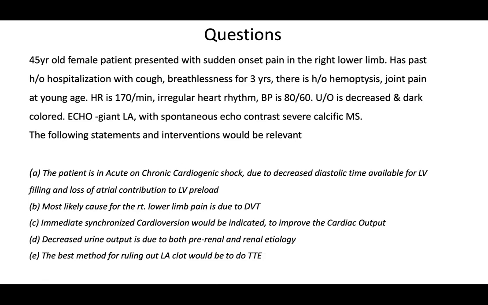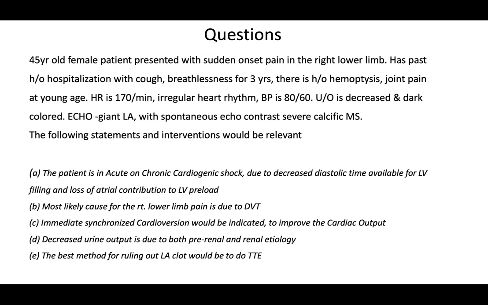The patient is in acute and chronic cardiogenic shock due to decreased diastolic time available for LV filling and loss of atrial contribution to LV preload. The most likely cause of the right lower limb pain is DVT. Immediate synchronized cardioversion would be indicated to improve the cardiac output. Decreased urine output is due to both prerenal and renal etiology, and the best method of ruling out LA clot is a transthoracic echo.